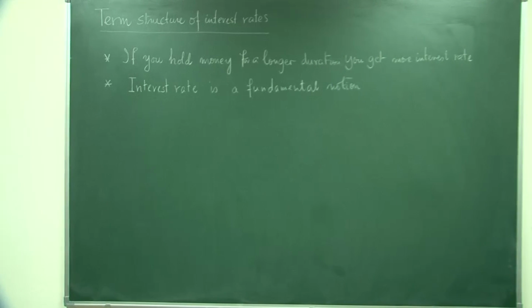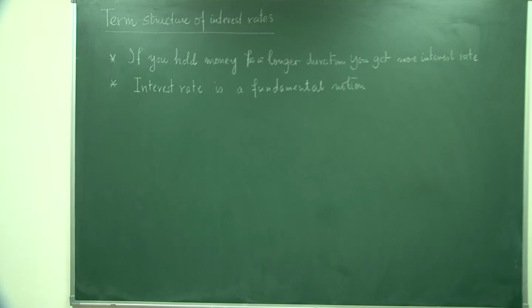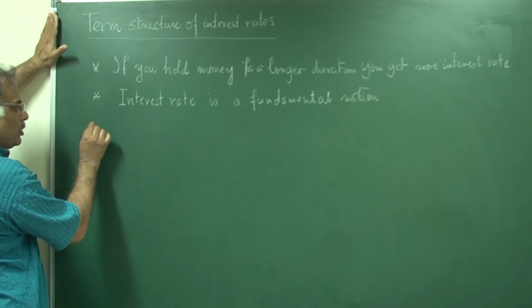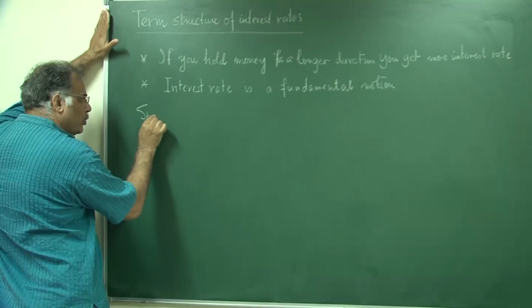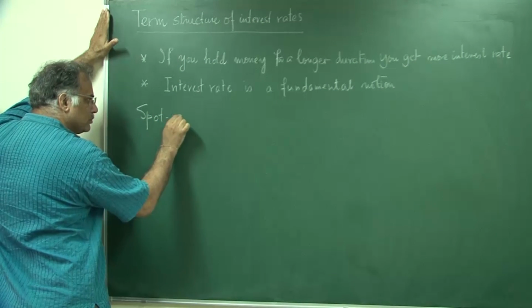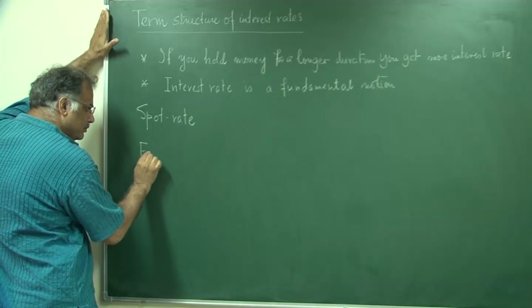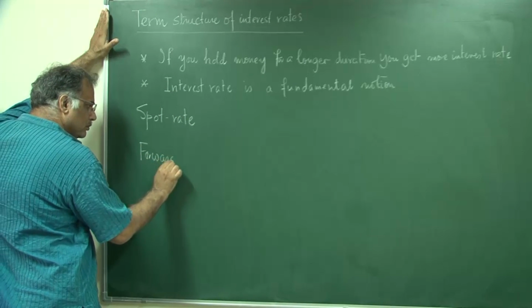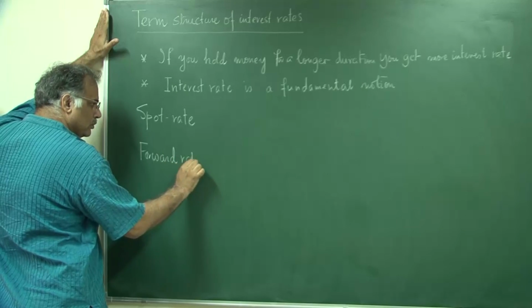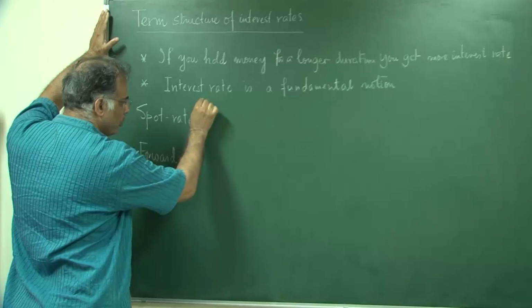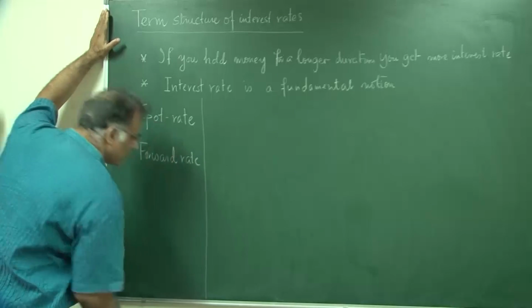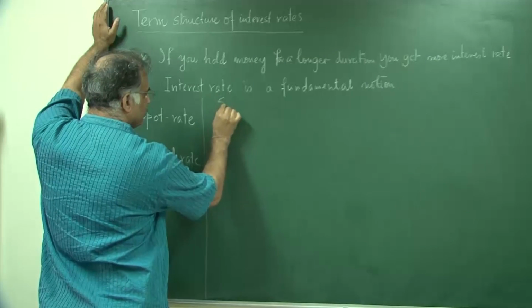So today we are going to talk about two types of rates. One is called the spot rate and another is called the forward rate. Now let me first talk about the spot rate and what it means.